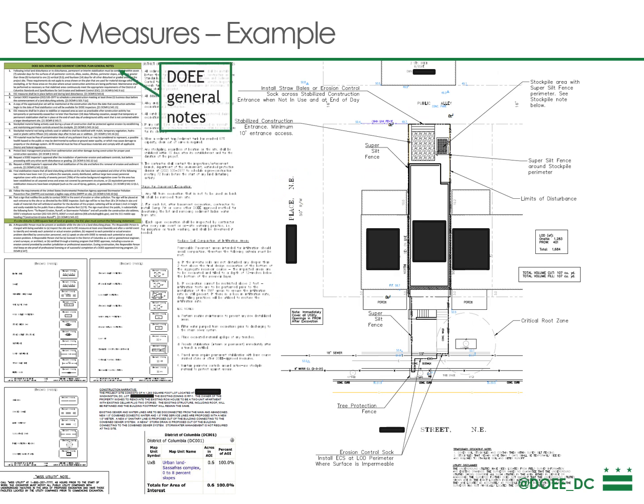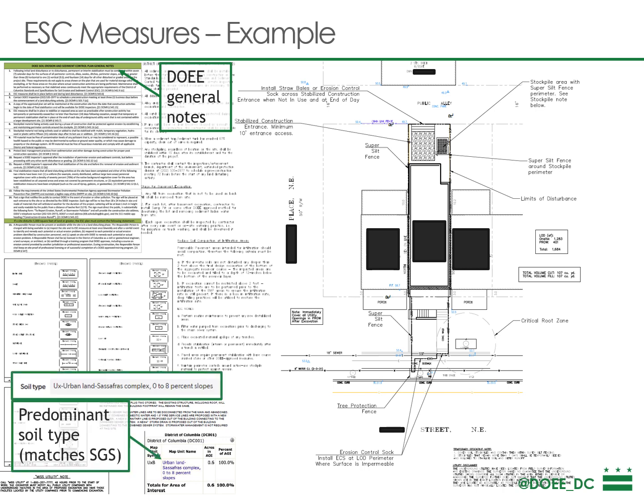Here's an example of some more elements that must be shown. These DOEE general notes, there are 15 of them, must be shown on the plans. These can be found on the DOEE website, and they are copied and pasted here in this case. You must also show the predominant soil type, and it must match what's in the SGS. We'll go over a little bit later how to obtain this from the NRCS website, but you can also grab it from the SGS as well. And this must be on the plans as well as in the SGS.